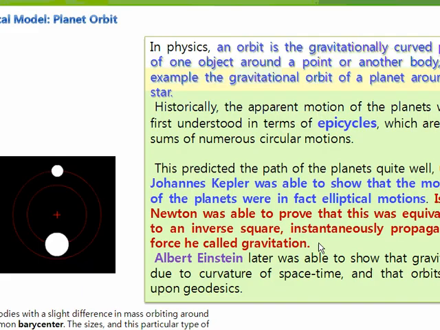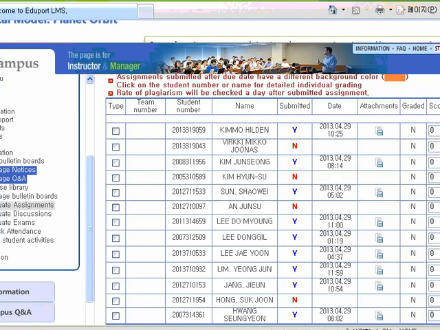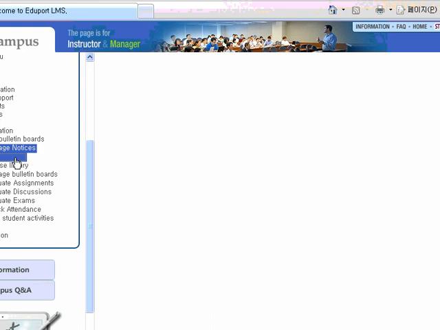Okay, now we're gonna start with the planet orbit, one of the important physical models. Before we start the planet orbit, are there any questions? Okay, before we start planet orbit, I can show you.